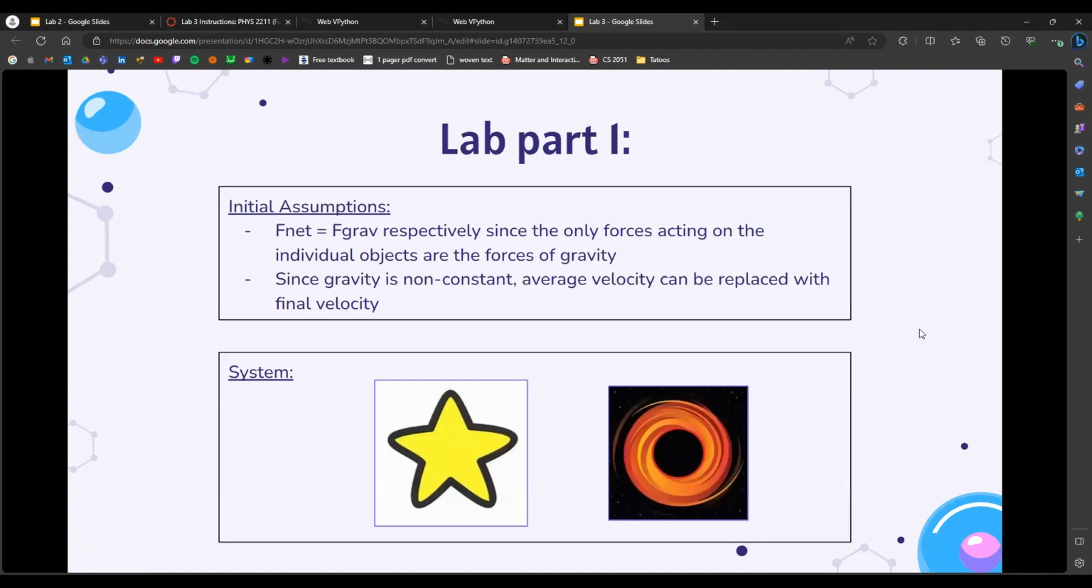For the first part of the lab, we have some initial assumptions where the net force is equal to the force of gravity for the respective objects because we are in space and nothing else has a force except for gravity. And since gravity is non-constant, the average velocity can be replaced with final velocity. For part one of the lab, the system is just the star and the black hole.